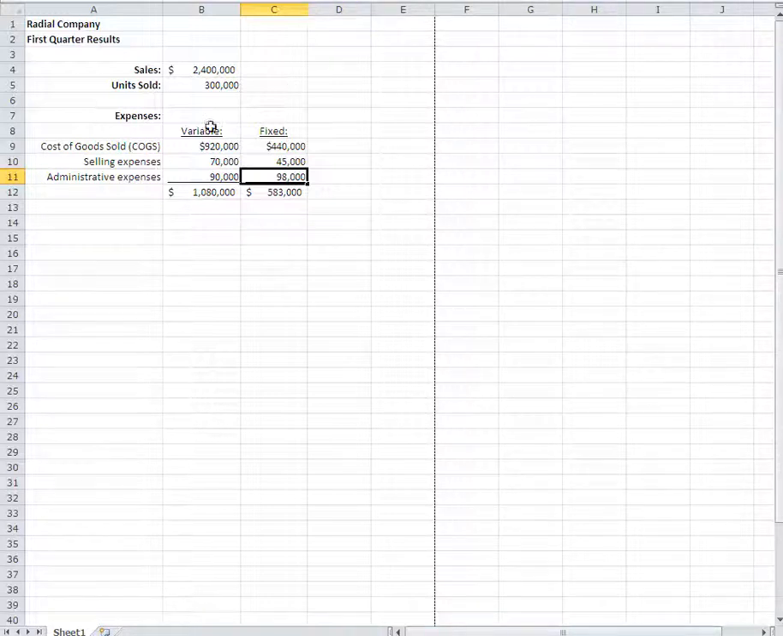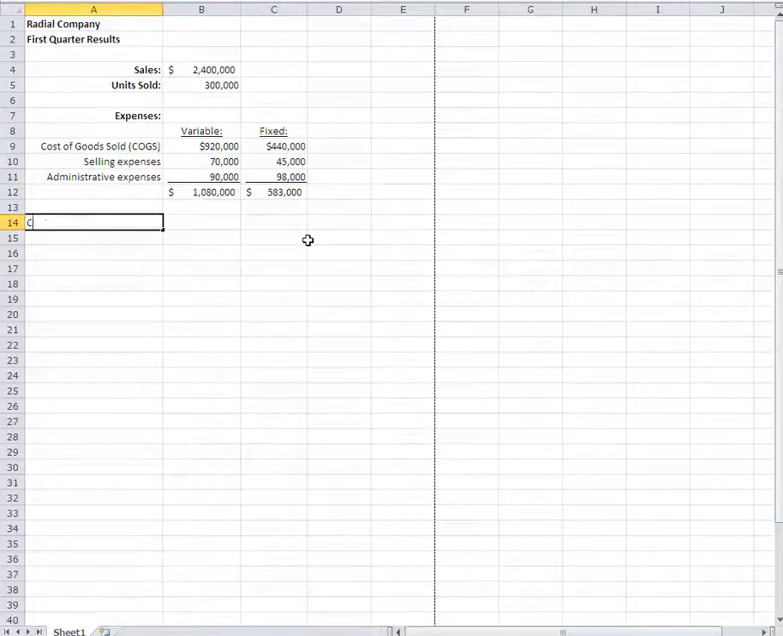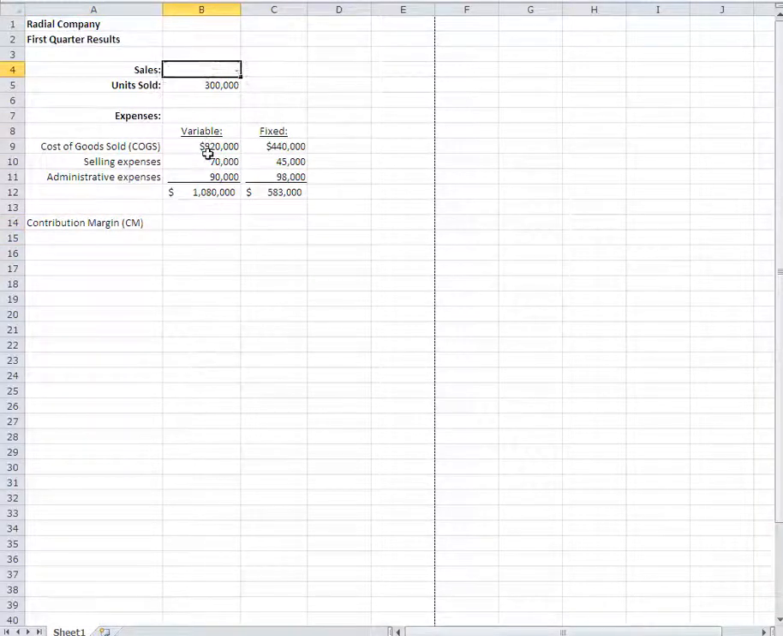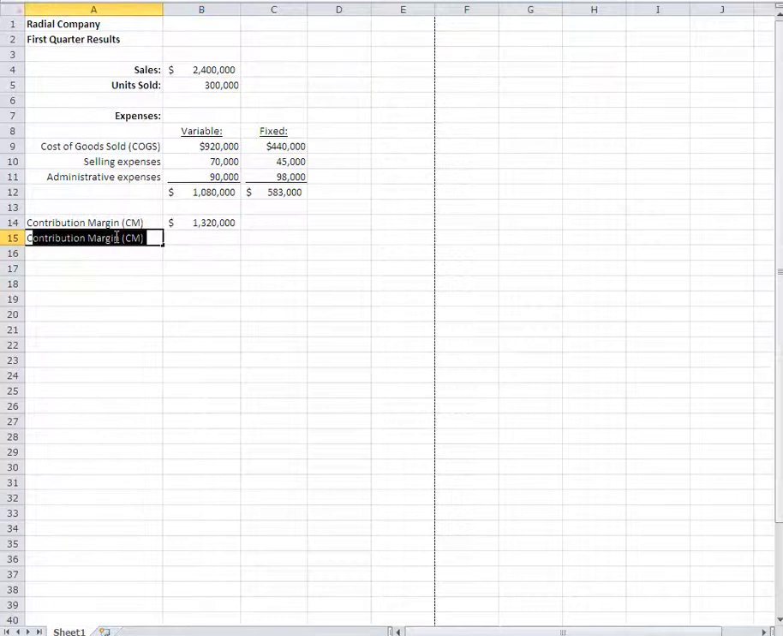Now let's calculate the contribution margin for Radial. So in order to do that, we will take our total sales of $2.4 million and subtract our variable costs. So $1,320,000 is contribution margin. Now again, we can look at this in a couple different ways. The next way we'll look at it is as a percentage.